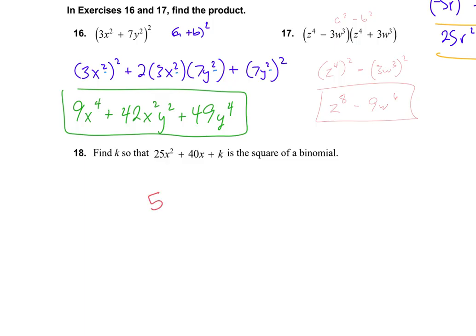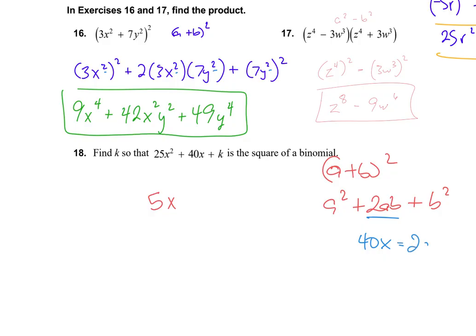Okay, 5x. Okay, so hang on, I started launching into an answer. Let me launch into an explanation. Square of a binomial is a plus b squared, right? And that was a squared plus 2ab plus b squared, right? So this is 40x. 40x equals 2ab.